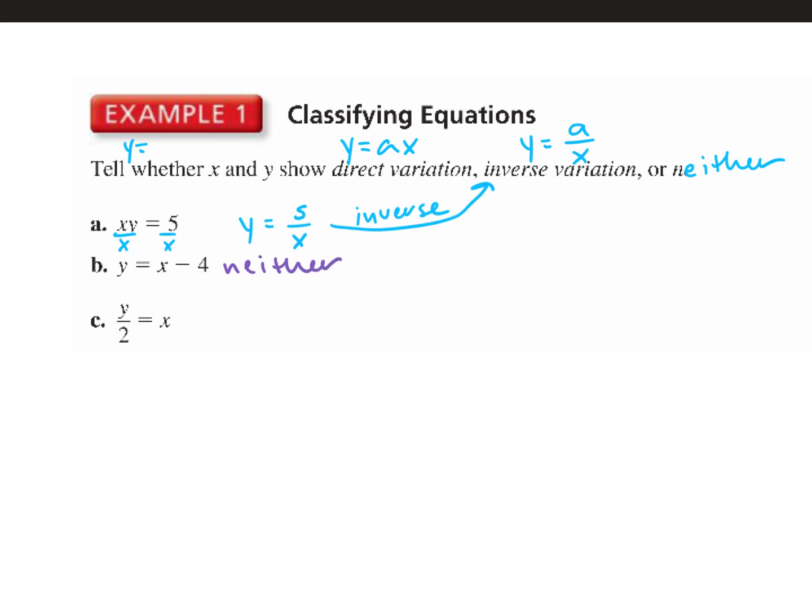For c, how would I get it to be y equals? Multiply times 2 on both sides. So y is equal to 2x. What would this one be? Direct variation. It matches our y is equal to a times x. So this would be direct.